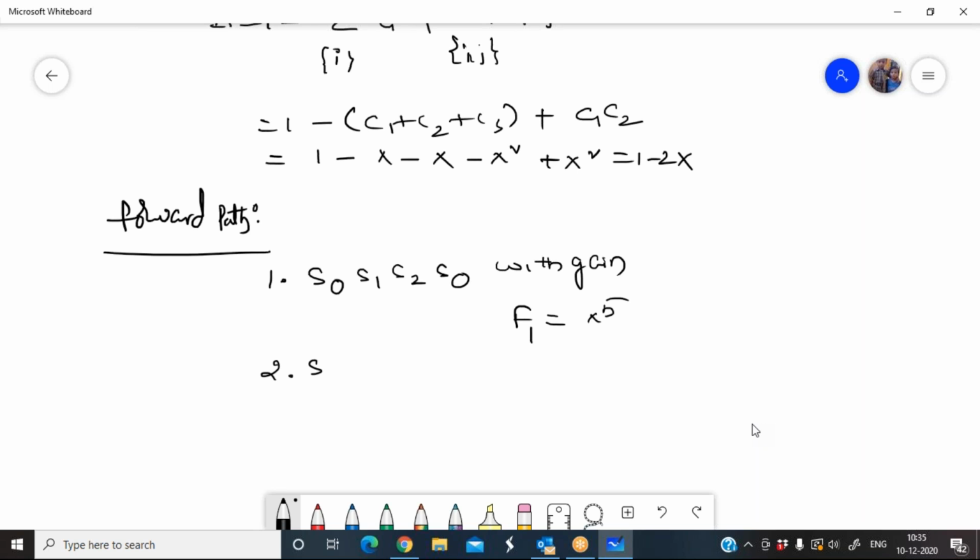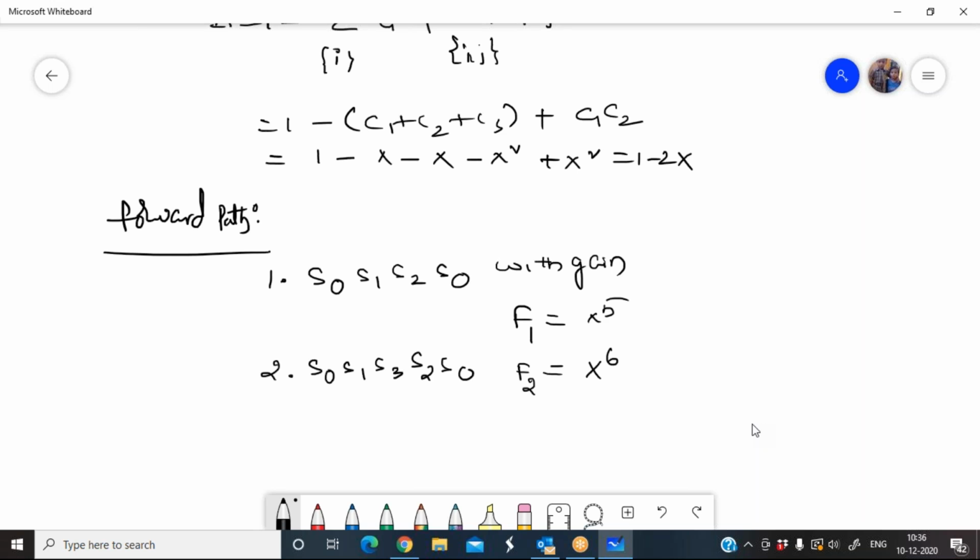Now coming to the second forward path, S0, S1, S3, S2, S0. So for the second forward path you can write F2. What is the gain? No problem, don't confuse. You can call one the first and the other the second, or the other way around; there is no rule like that. So F2 equal to, now tell me, what is the gain? X power 6. Okay, so F1 and F2 are completed.